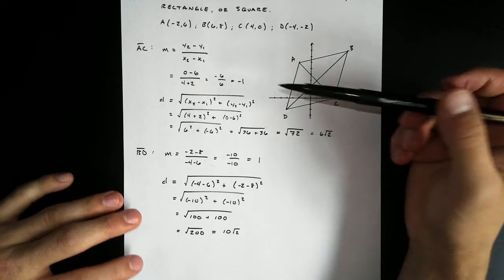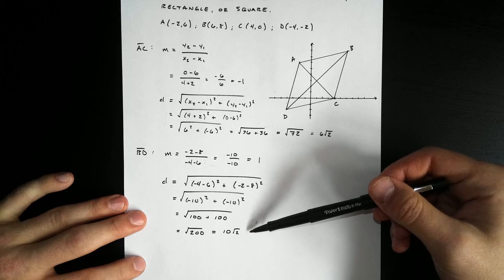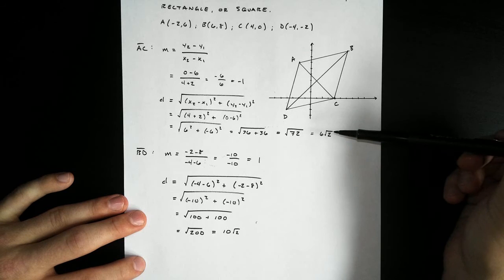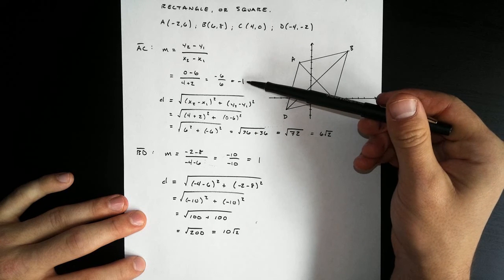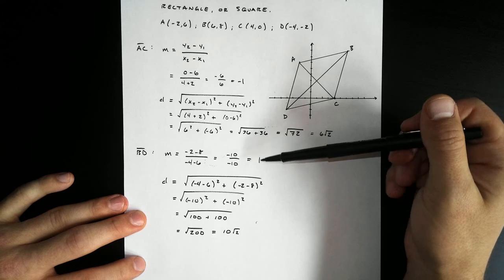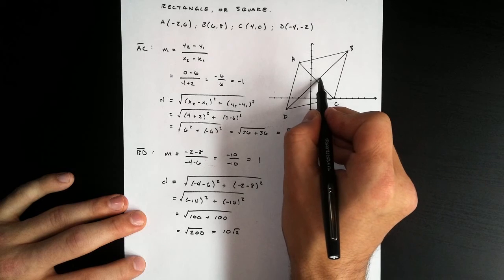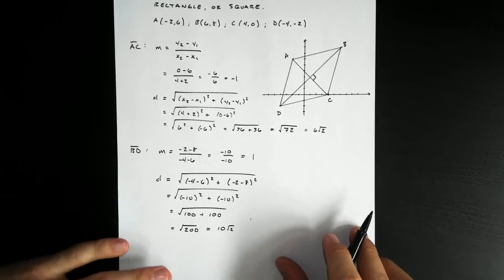So, as we can see, the lengths of these segments are definitely different. BD is definitely longer, so it's not a rectangle. But if I compare the slopes, the slope of AC is negative 1, and the slope of BD is positive 1, which is opposite reciprocals, which means that these are perpendicular, which means that this is a rhombus.